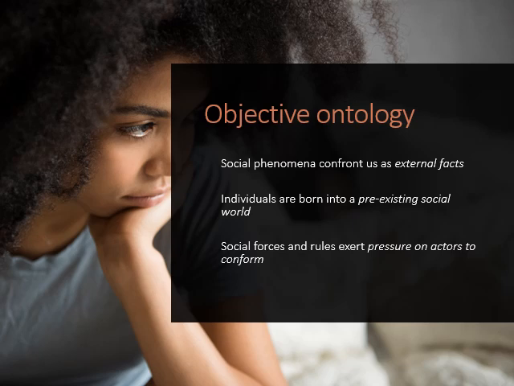So, from an objective ontological perspective, social researchers might focus on identifying and analyzing the external structures and forces that shape individual and group behavior, and this could involve studying how laws, economic systems, or social hierarchies influence social outcomes. So, objective ontology offers a lens through which social reality is seen as fixed and external, shaping individuals' lives in significant ways, and understanding this perspective is essential for understanding and analyzing how social structures govern behavior and maintain social order.